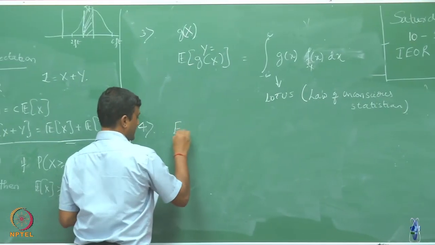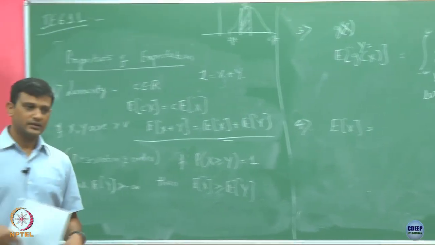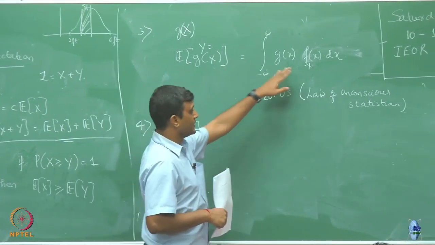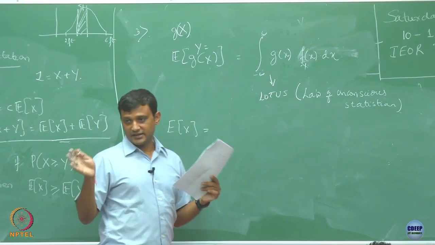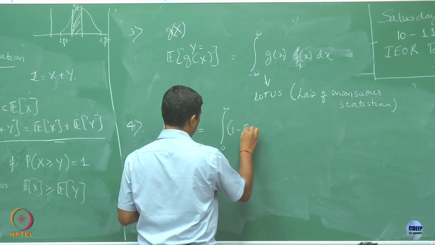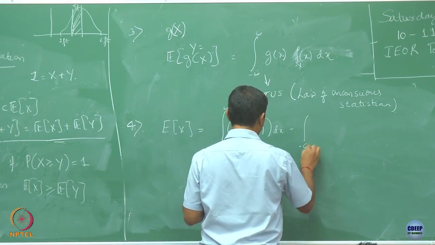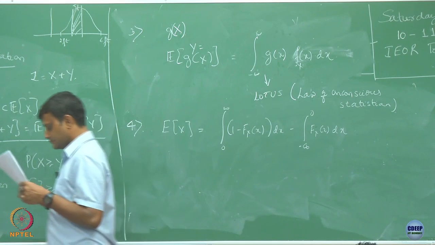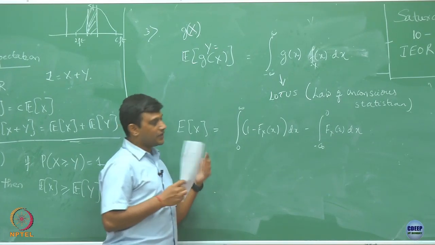And one formula which comes pretty handy in some cases: the expectation of x can be written in terms of only the CDF. Here we have written it in terms of the PDF, right? But it can be expressed only in terms of the CDF, the area under the CDF. How does it look? Zero to infinity. I think we just need to apply integration by parts here.